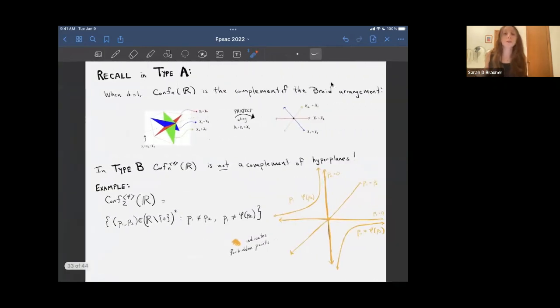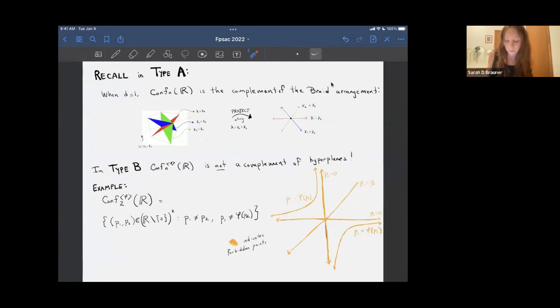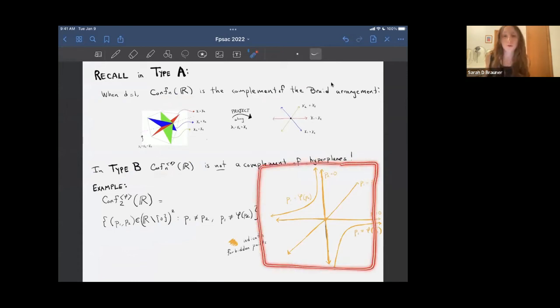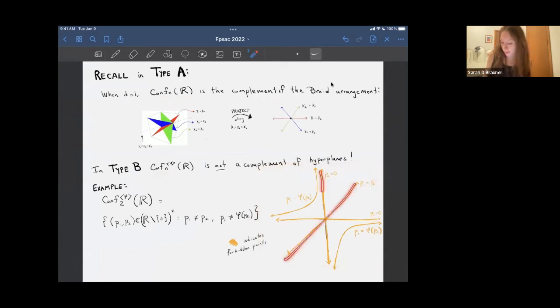Okay, so to give you some intuition for this space, if you remember in type A, when D was 1, this configuration space was just the complement of the braid arrangement, right? In type B, this configuration space here is not the complement of hyperplanes anymore, even in the case that D is 1. So for example, this is what the n equals 2, D equals 1 space looks like. So you can see that I'm taking the complement of some lines, but then I'm also taking the complement of curves.